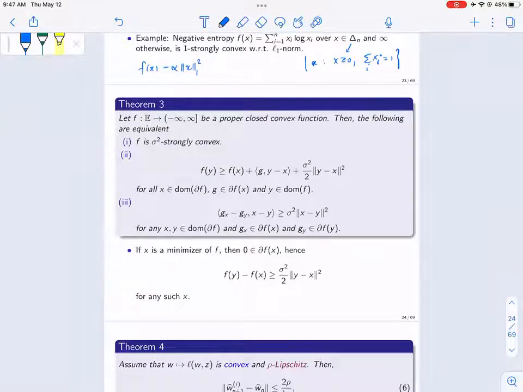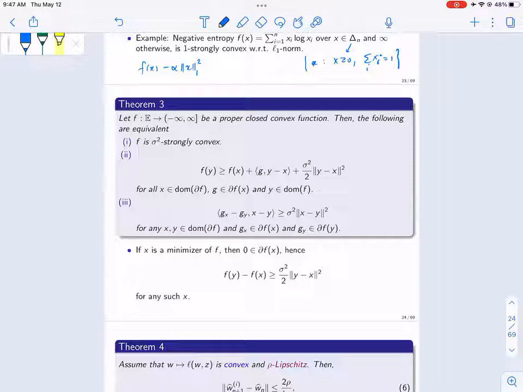So if you have a proper function, which means that it's not identically infinity, closed and convex. Closed convex appears a lot in convex analysis. The function is closed if the epigraph is closed. But that's just a minor regularity assumption. Then the following are equivalent: f is sigma squared strongly convex, if this holds or if this holds.